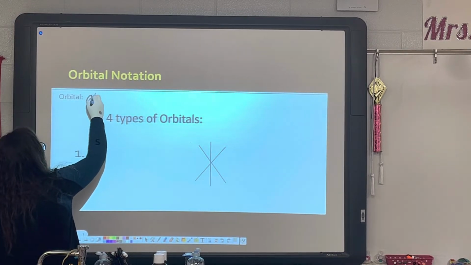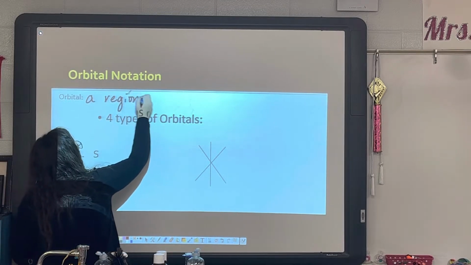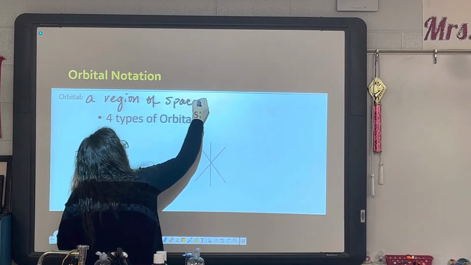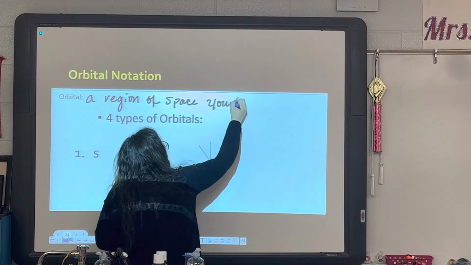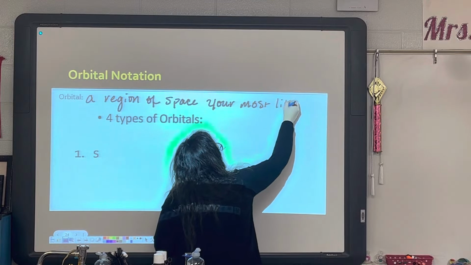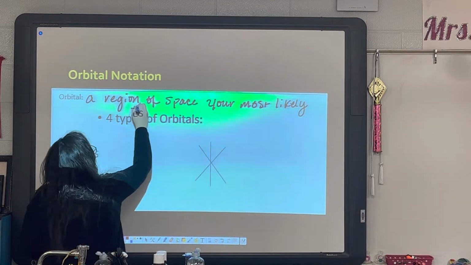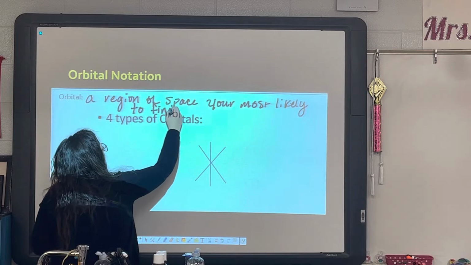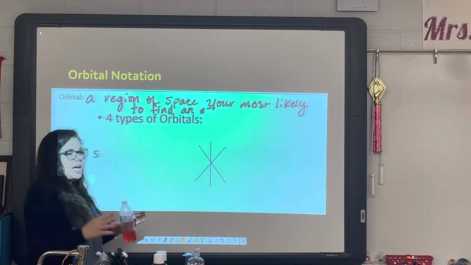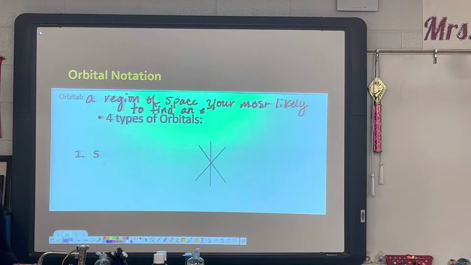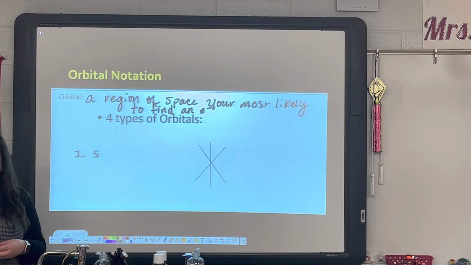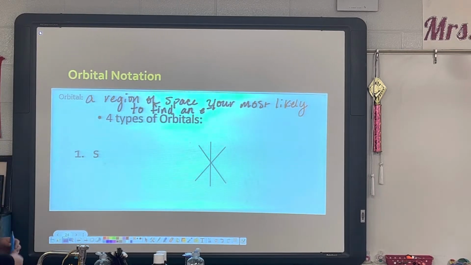So an orbital is a region of space you're most likely to find an electron. It's like a 3D region of space where you're most likely to find an electron, because we can't exactly pinpoint where those electrons are because they're really small and they move really fast. So this is a 3D region on our energy level where we're most likely to find an electron. And there's 4 types of orbitals.